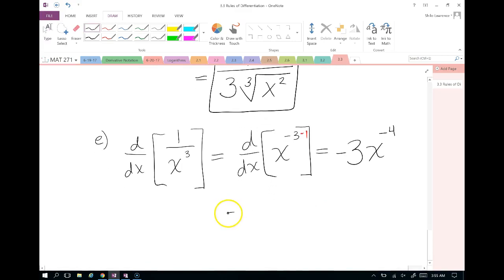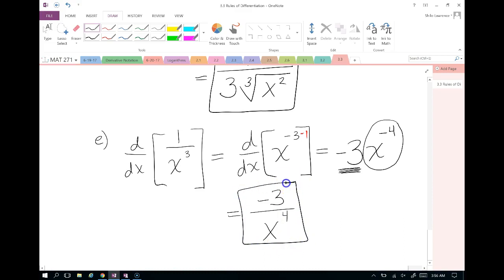And if we want to rewrite this simplified, this piece has a negative power, so it's going to move to the bottom. Now be careful, because -3, your coefficient in the front, does not have a negative power, so it is not going to move to the bottom. That's going to stay in your numerator. Only the x has a negative power, so we can move it to the bottom and change it back to a positive power.